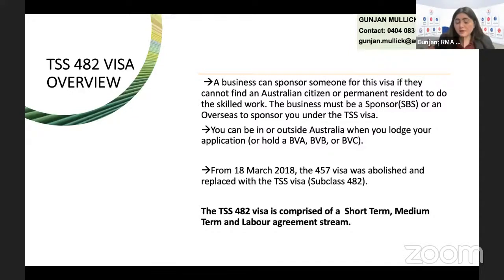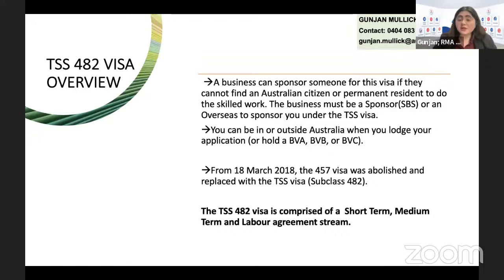The difference is that if the occupation is in the short term, you can only apply for a 2 years visa plus another 2 years visa. If your occupation is in the medium term, you can apply for a 2, 3, or 4 years visa. So that's basically the main difference.